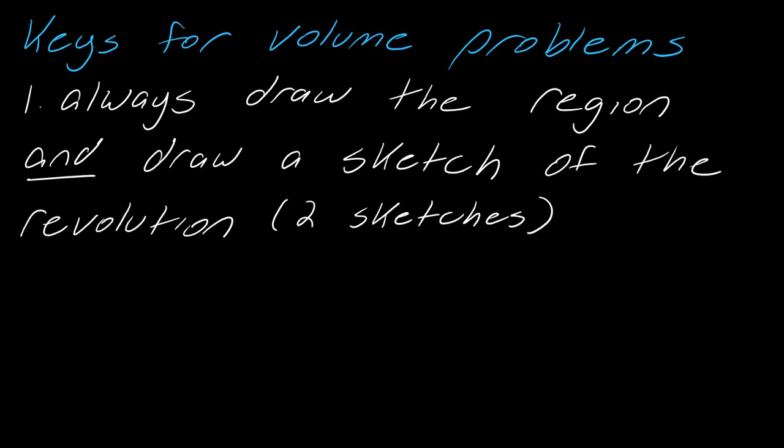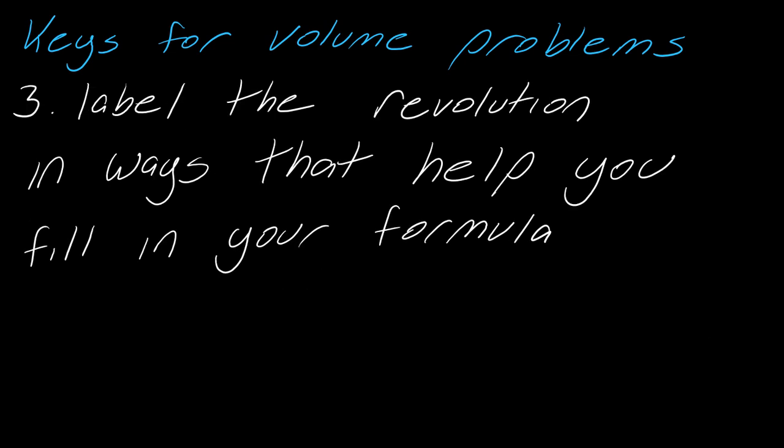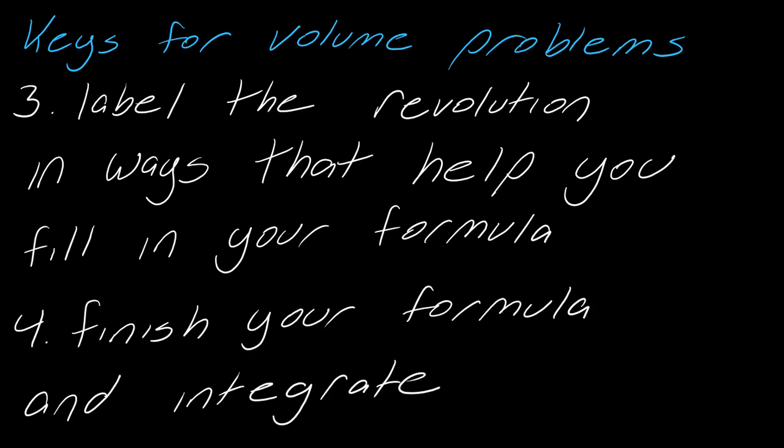So, okay, keys for volume problems. You want to always have a basic sketch of the region and a basic sketch of the revolution. They don't have to be perfect, but you do need some relevant info and something to go with. You also want to decide which formula and variables are appropriate, so take a second to think about that. Disc, washer, shell method, that's going to be important when they all start coming together. And then you also want to label the revolution in ways that will help you fill in your formula. Having that picture is super important to help you fill in the formula. And then of course, you finish your formula and you integrate.